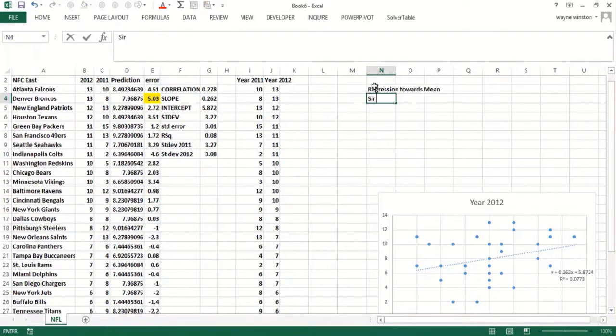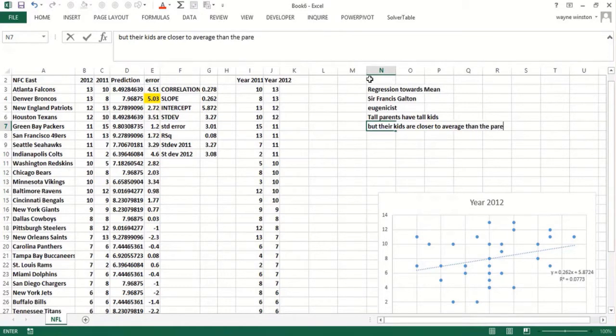Sir Francis Galton, I believe, was the first person to come up with this. I believe he was a eugenicist, whatever that means. Sort of like a biologist who looked at genes. And so what he observed was the following. Tall parents have tall kids, but their kids are closer to average than the parents are.